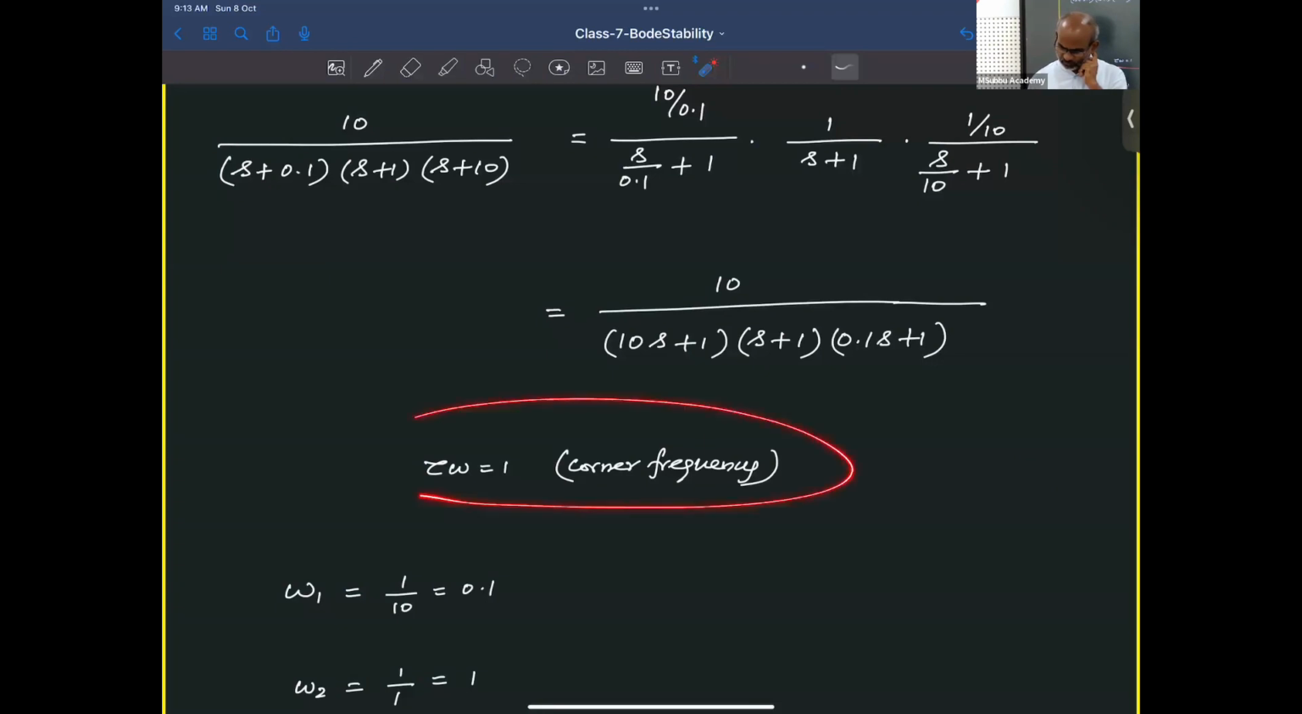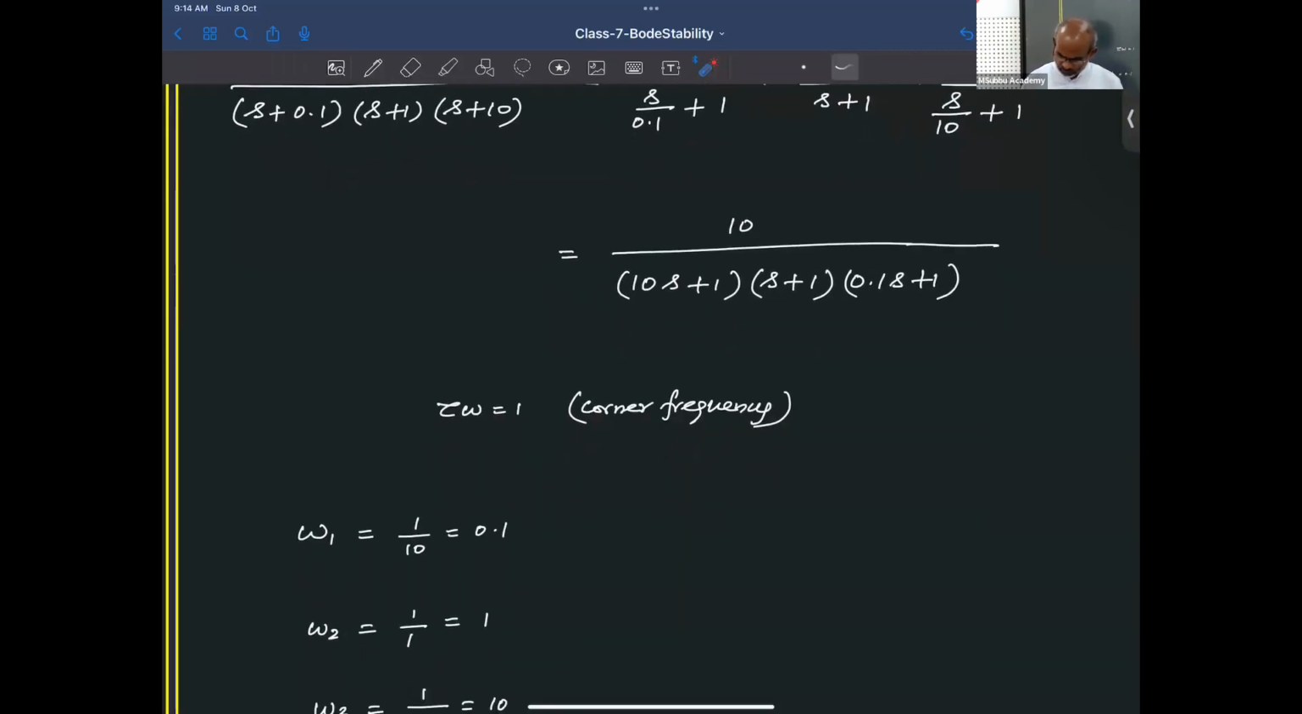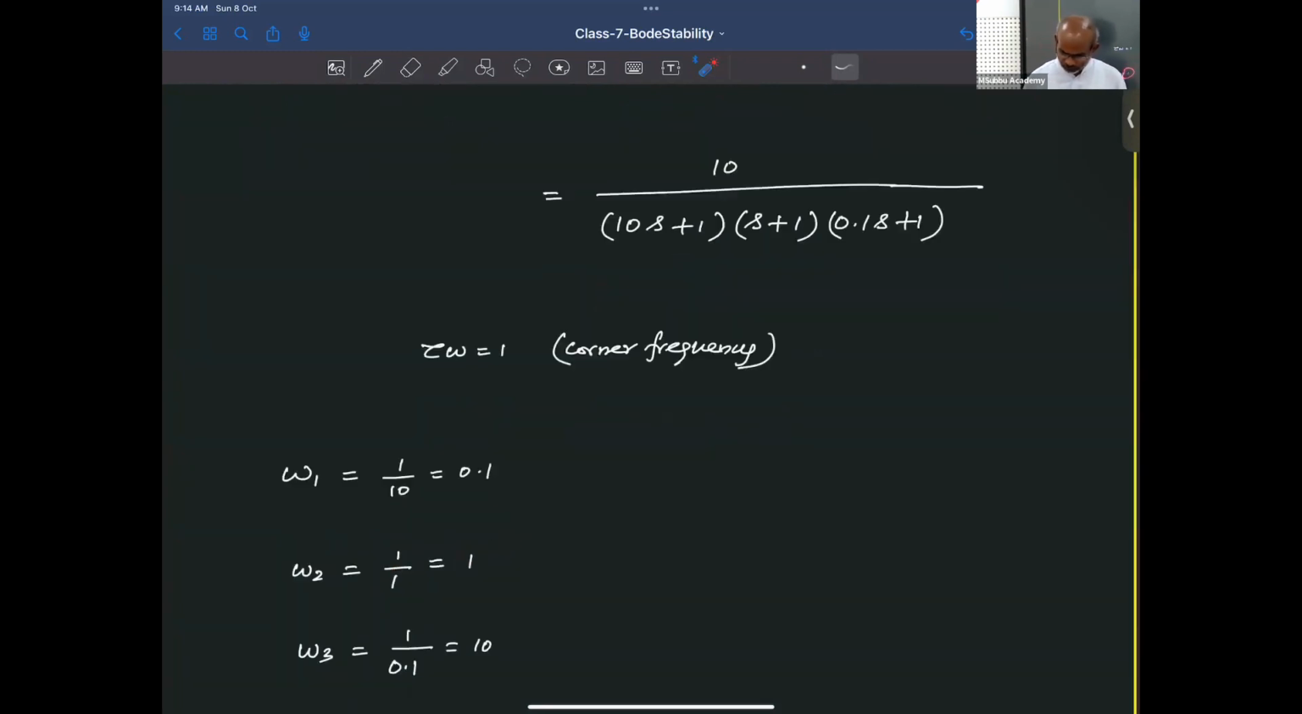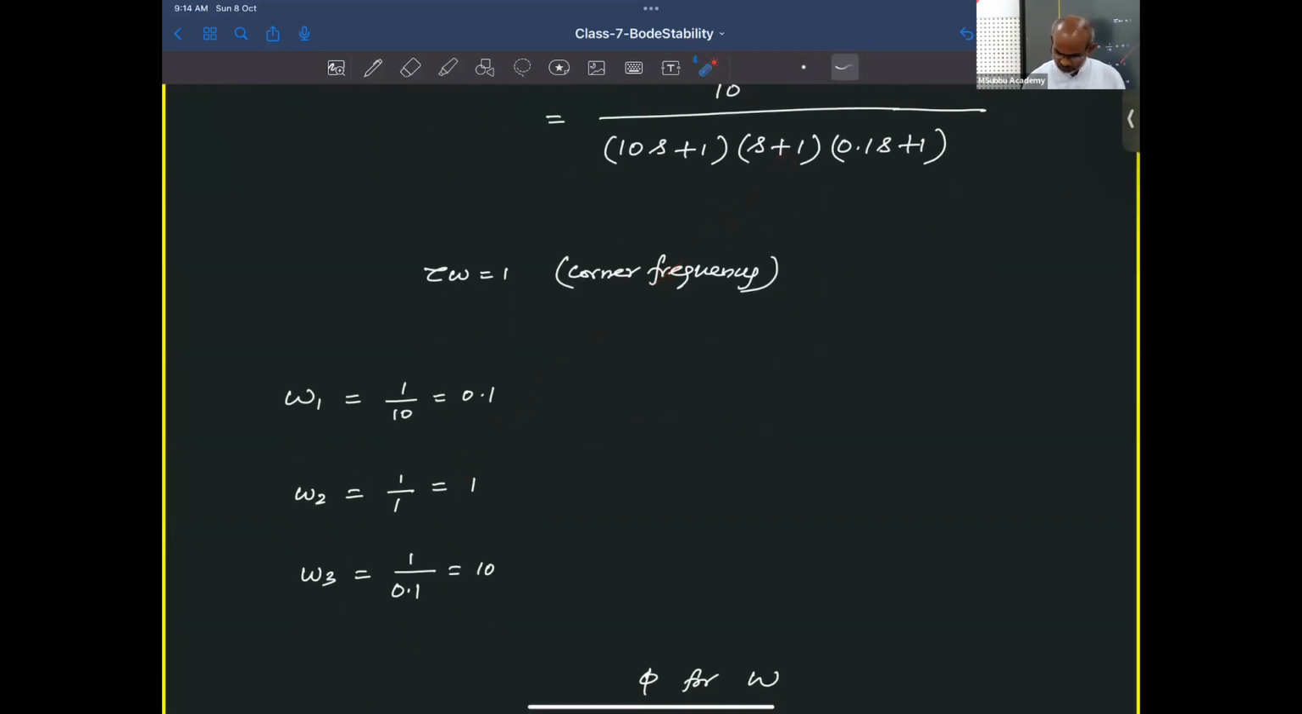Always this kind of calculation we will do wherever we have a first order term, not only with the first order transfer function, even with the PD controller also. We'll see that. What is the role of that? So tau d omega equal to 1 is the corner frequency, and from that we get omega equal to 1 by tau. So here we have tau equal to 10, so 1 by tau is 0.1. And for this one it is 1.